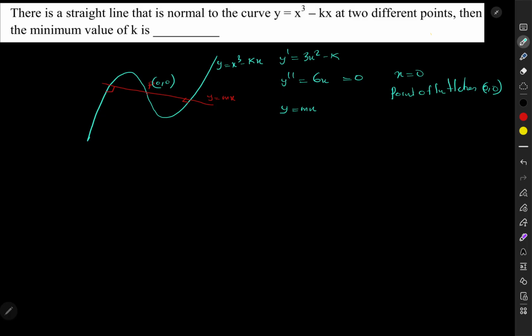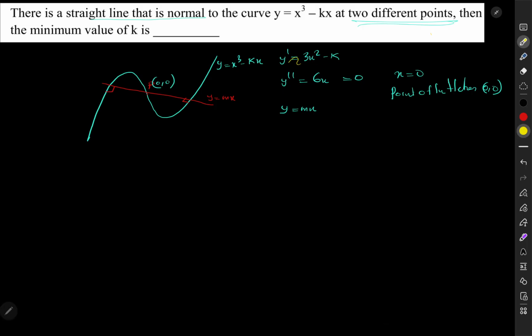Okay, so far clear. What you need to understand is, a line which is normal to the curve at two different points will definitely pass through the point of inflection. The straight line that is normal to the curve at two different points will always pass through the point of inflection. You may think why it is happening like this, because you see the derivative.